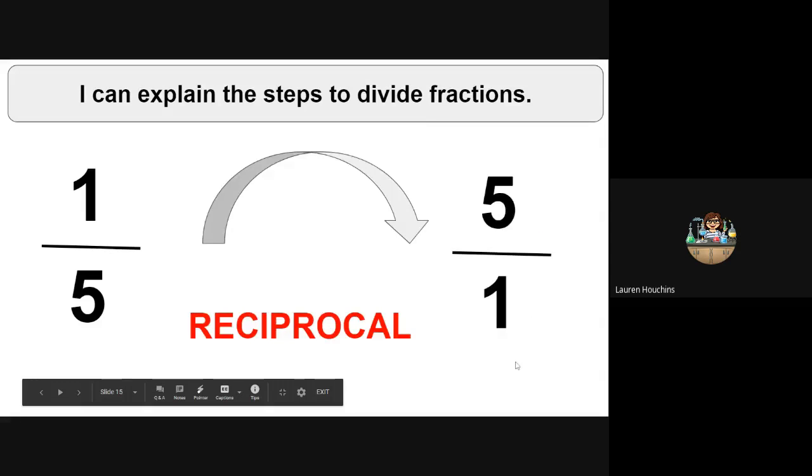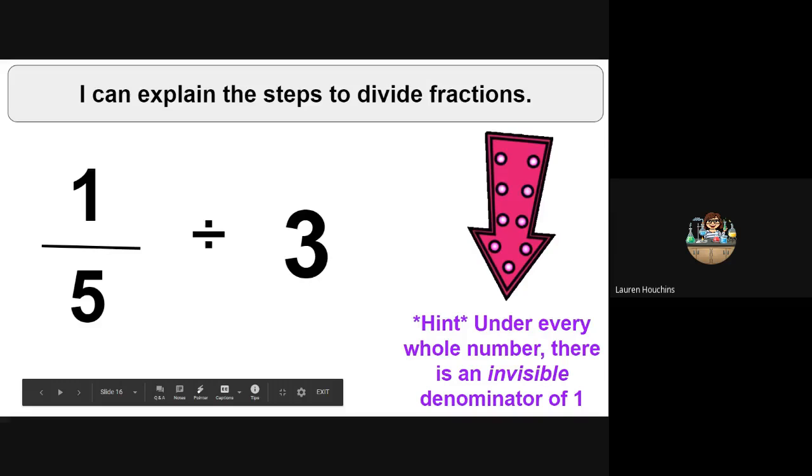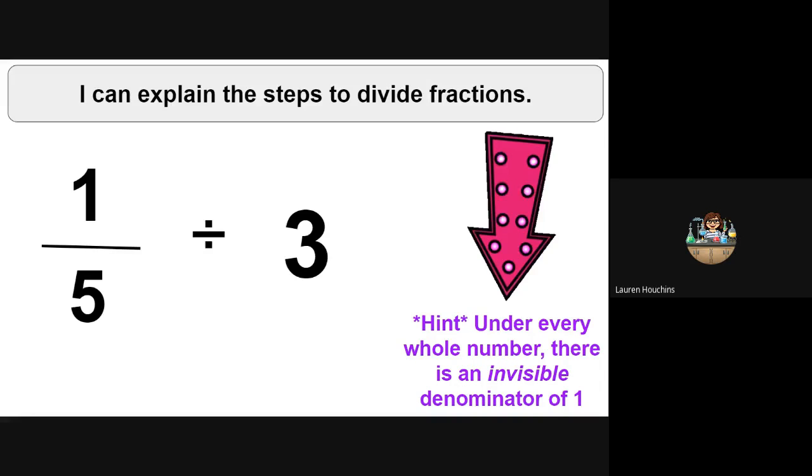So let's try it. Now, there is another hint that you need to know when it comes to dividing fractions. Under every whole number, there's an invisible denominator of 1. You don't see it most of the time, but the time that it comes out is when we're dividing fractions. So the problem reads 1/5 divided by 3. And because there's that invisible denominator of 1 under 3, it turns that into a fraction too.